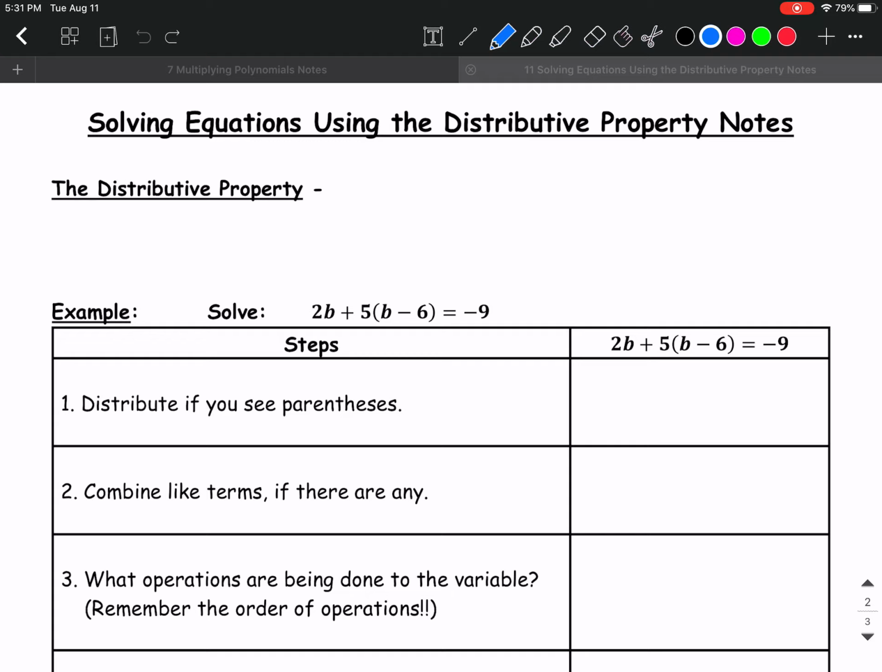Before we can use the distributive property, let's make sure we know what the distributive property is. That would be saying something like the quantity A times the quantity B plus C. That's when we distribute and say A times B is AB plus A times C is AC. We distribute the multiplication over the addition. Okay, does everybody remember that?